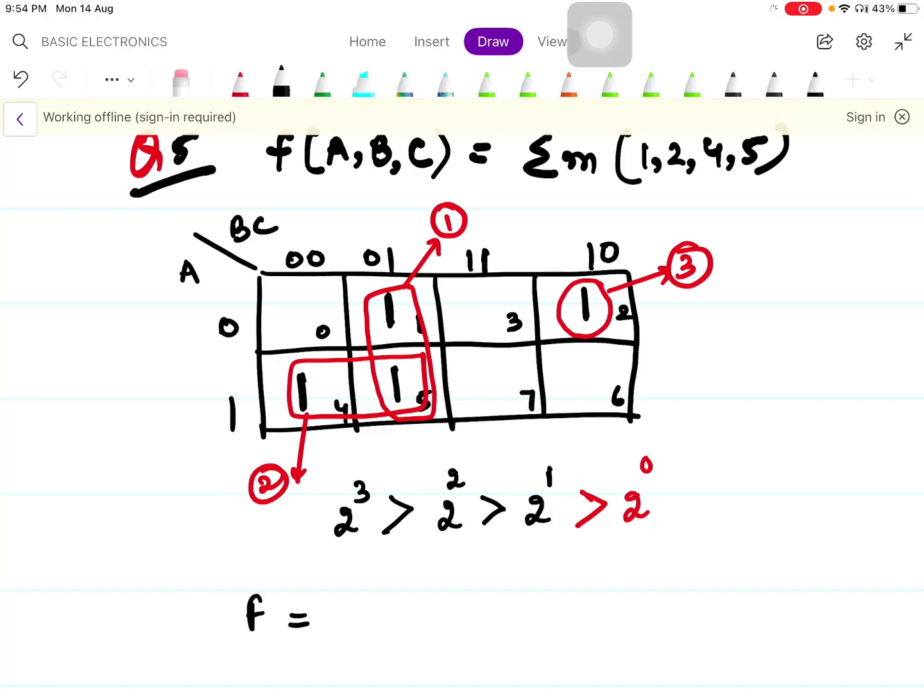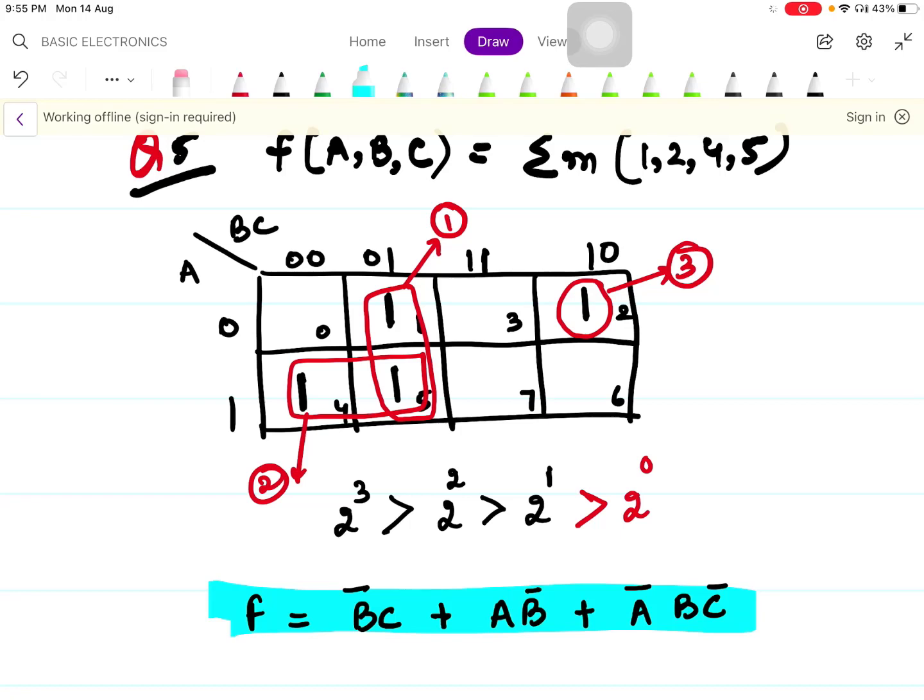Now for the BC part, the whole column is covered. So it is B bar C. Next group, from A part, A will come, because the whole group is lying in A equal to 1 row, and the BC part B bar. So A, B bar. And for the third row, where there is only one single one, we will have all the variables. So this is the answer for this particular question. And this is how we solve the three variable K-map.